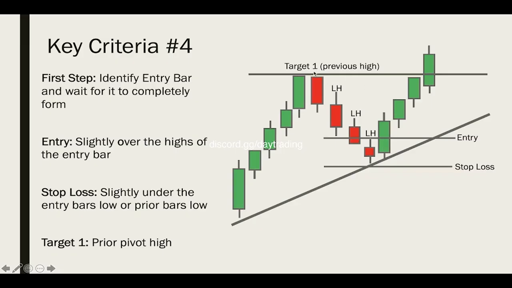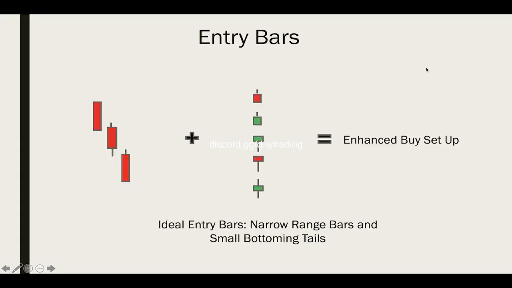So we rally, we make a high, right? This is a pivot high because we start pulling back. And our first target is the previous high, because this previous high is now resistance, right? We go up and we drop. This now becomes resistance, so it acts as the first target, okay? So let's talk about entry bars.